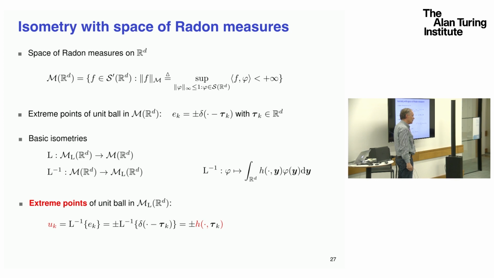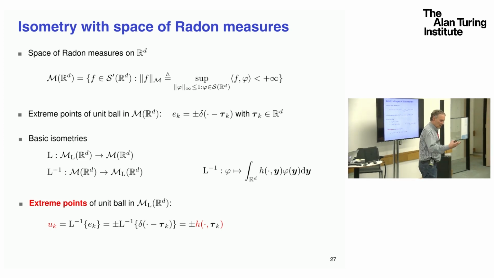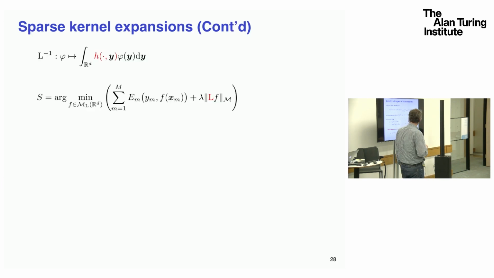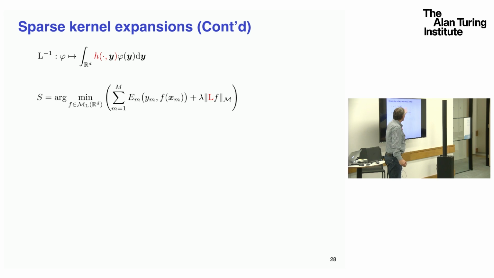So the extreme points. Now, because I have an isometry, a bijection, I can just apply my operator to those Diracs. And what do I get? I get my kernel. I get my kernel positioned on tau k. And so therefore, if I look at this optimization problem, it's almost the same as Schölkopf, etc.